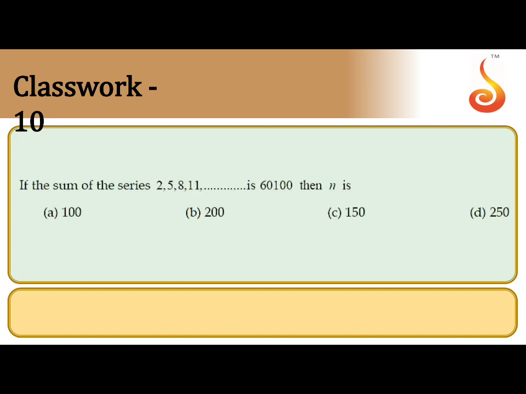Here the sum of the series is 60100. What is the value of n? So observe whether the series is an AP or not. First term 2, here 3, here 3, clearly AP. So this series is an AP with a equal to 2 and d equal to 3, and Sn is given as 60100. So what is the value of n?